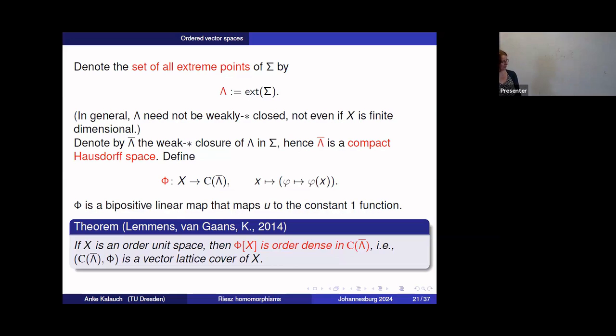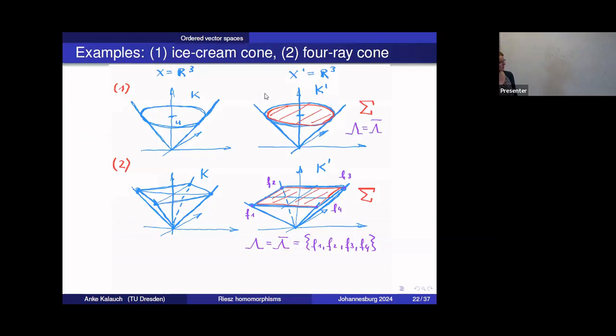So this gives really a vector lattice cover of the previous space. So C of lambda bar is in fact a vector lattice cover. So let's look at these pictures again. Here the lambda is just a set of extreme points. It's just a circle. Here are the 4 functionals F1, F2, F3, F4, extreme points of sigma. So you know exactly what the lambda or lambda bar is in these examples. So you can represent your order unit space as space of continuous functions on these sets.